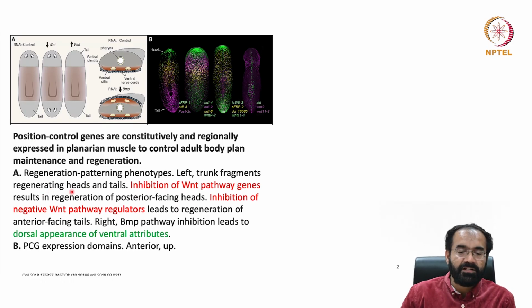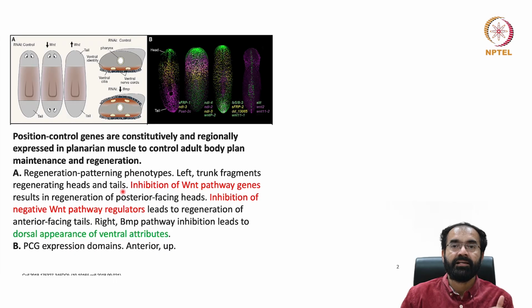On the left, the trunk fragments are regenerating heads and tails depending upon the situation. If you knock down Wnt, you get head on both the ends. If you upregulate Wnt, you get tail on both the ends. Inhibition of the Wnt pathway results in posterior facing head. Anterior facing head is normal, which is perfectly fine, but posterior facing head is not normal. Inhibition of the negative Wnt pathway leads to the regeneration of anterior facing tail. Posterior facing tail is normal, anterior facing tail is abnormal.